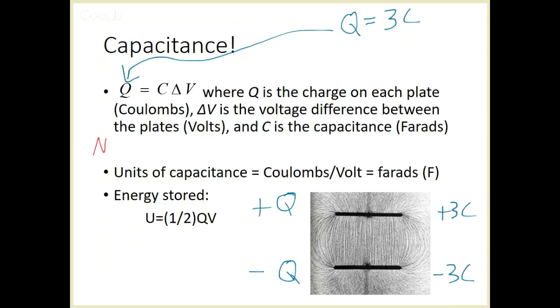So I'm not plugging in 6 because there are 2 of them. I'm not plugging in 1.5 because there are 2 of them. I'm just taking the absolute value of the charge on one plate, and that's what I'm using as Q in my equation there.